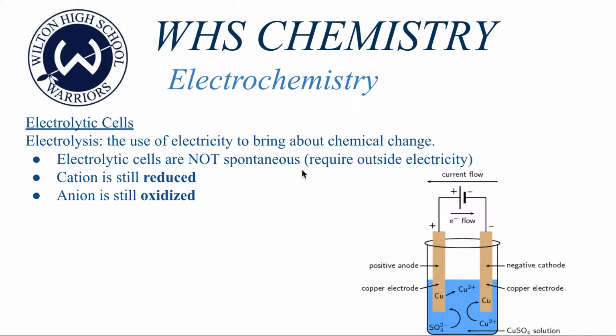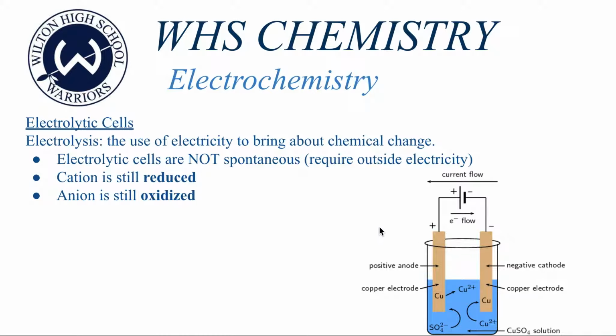Hi guys, so in this video we're going to be talking about electrochemistry, more specifically electrolytic cells. So the definition of electrolysis, you've probably done this before in Chem 3 where you did the lab where you separated water into H2 and O2. That used outside electricity in order to split up that compound. So electrolysis is the use of electricity to bring about chemical change.